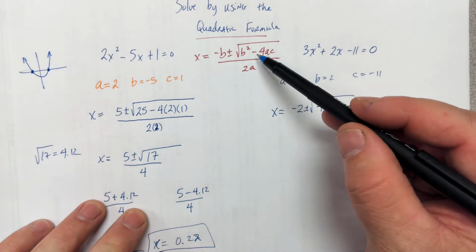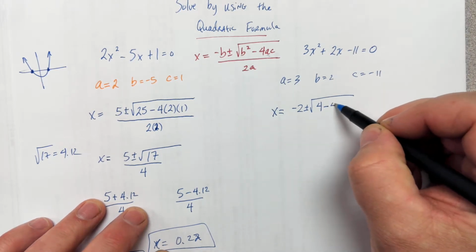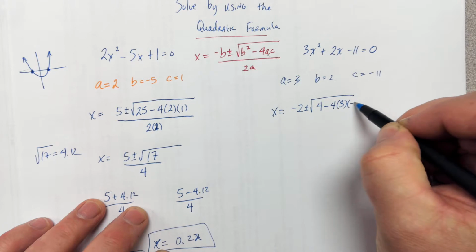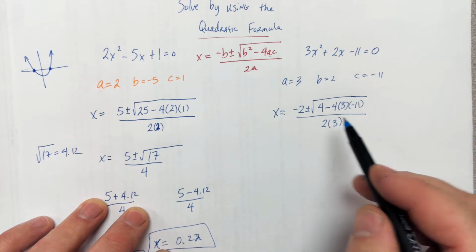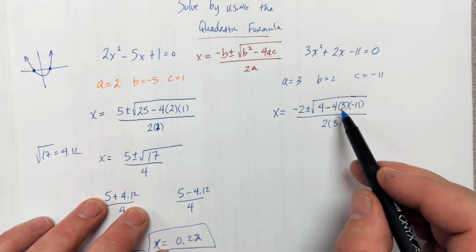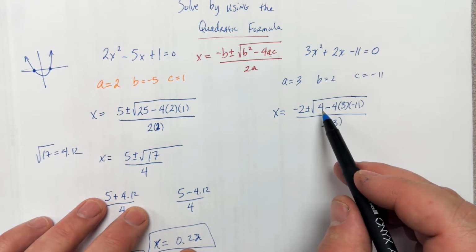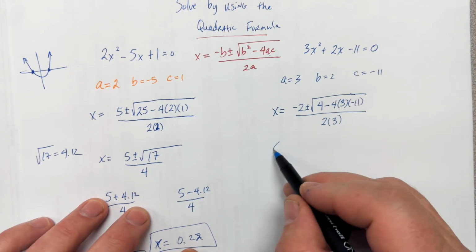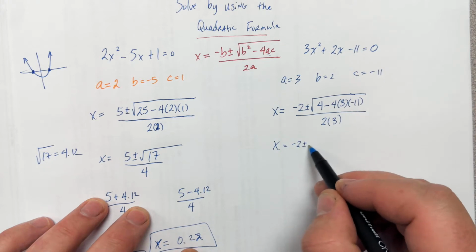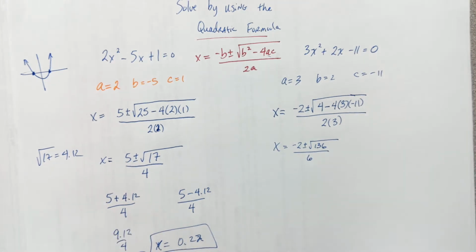And then look, it's minus 4. This is where you have to be careful. It's minus 4 and a minus 11. So I'm going to write it out. I'll just minus 4 times 3 times negative 11. And then 2 times 3. So that's 132, but it's positive. So that's going to be 136. Do you see? That's 132, but it's a negative times a negative. So it's going to be x equals negative 2 plus or minus the square root of 136 over 6. So you're adding the 132 to 4, right?